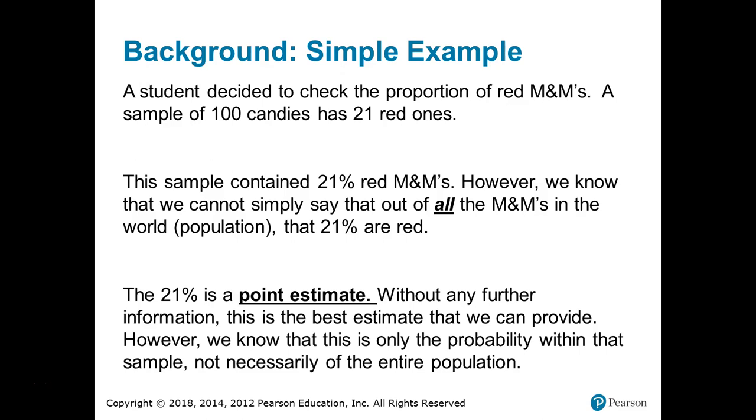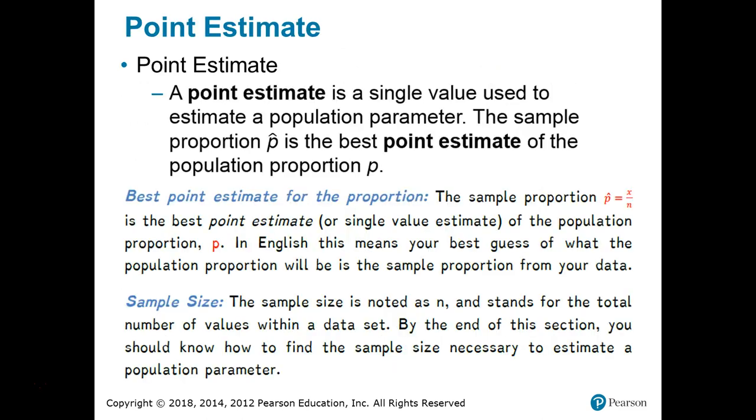So this sample obviously contains 21% red M&Ms. However, we know that we cannot simply say that out of all the M&Ms in the world, which would represent the population, 21% of them are red. So the 21% is what we call a point estimate. Without any further information, this is the best estimate that we can provide. However, we know that this is only the proportion within that sample, not necessarily of the entire population.